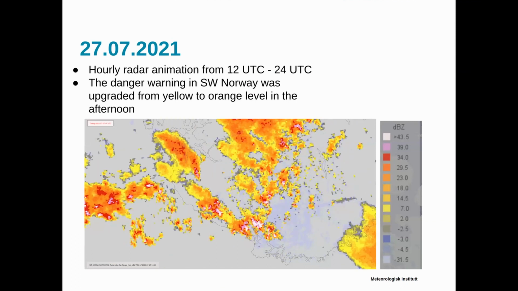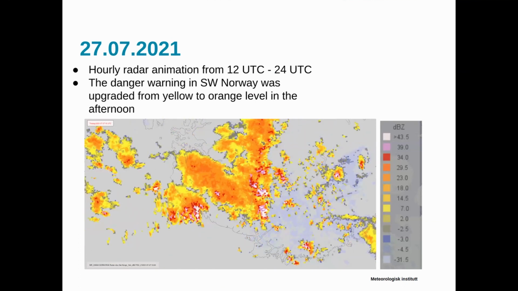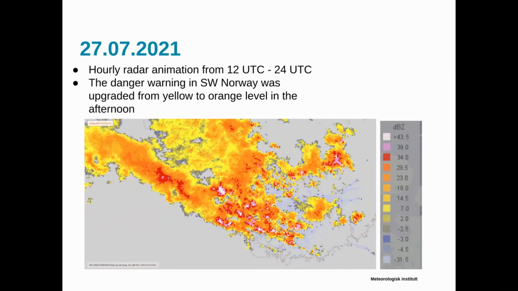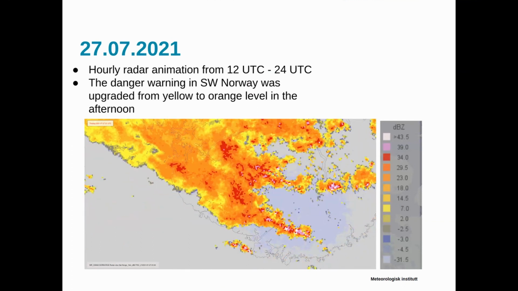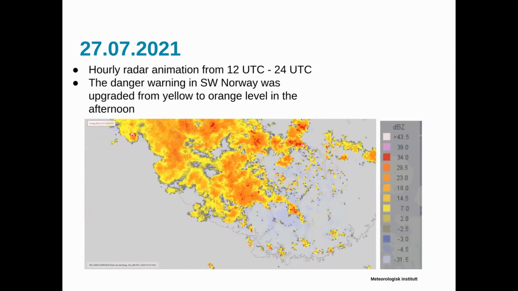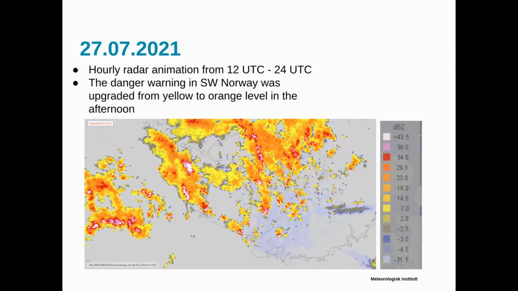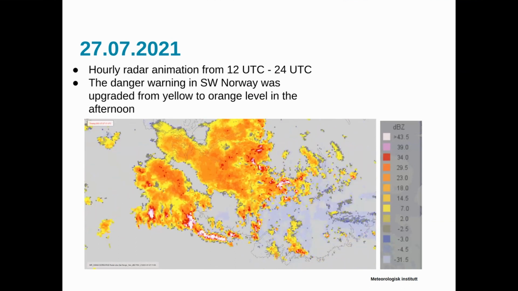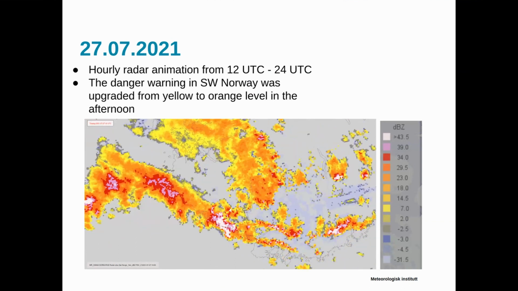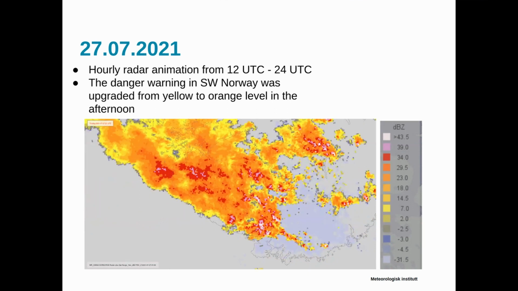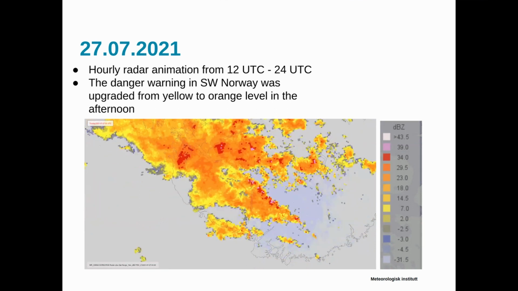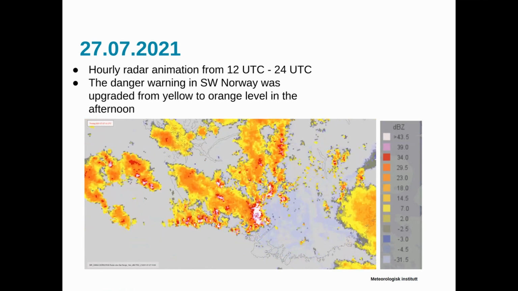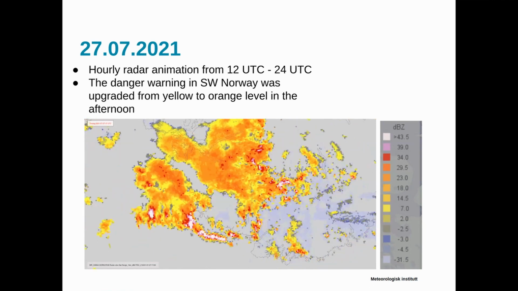Then looking at how we used the radar this day, there were quite a few areas with white in them, which means more than 43.5 dBZ. Quite strong precipitation to be in Norway. And using the radar as well as observations, the forecast was upgraded to orange level in the southwest part of Norway.